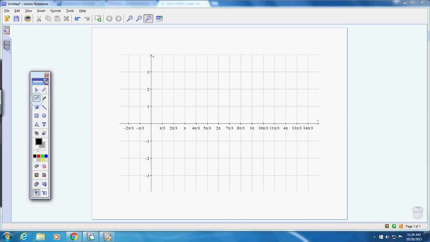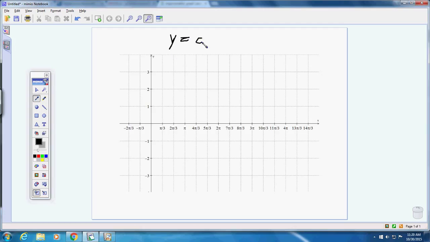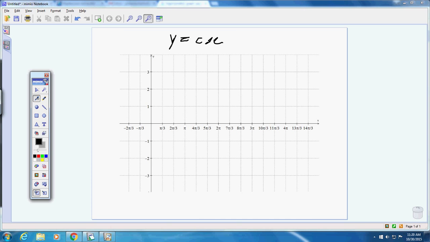Let's try this again. Okay. Now we have a pen. Should work. Y equals. Let's go with a cosecant. Whoops. Cosecant. Theta. Graph. That's a nice S I've got there, though, isn't it?